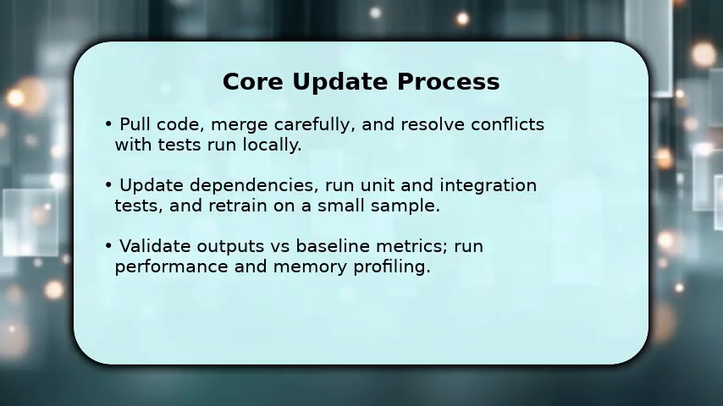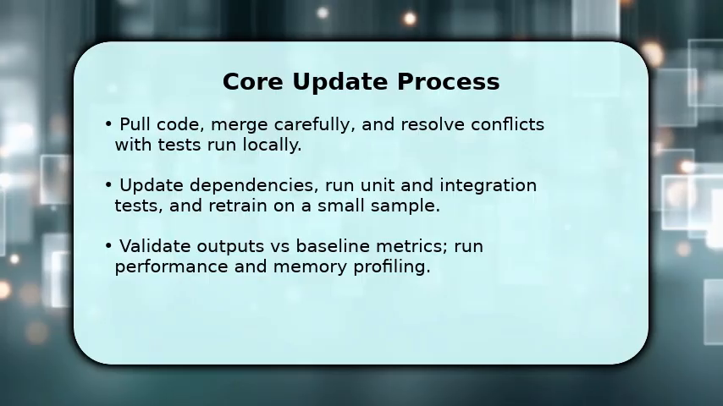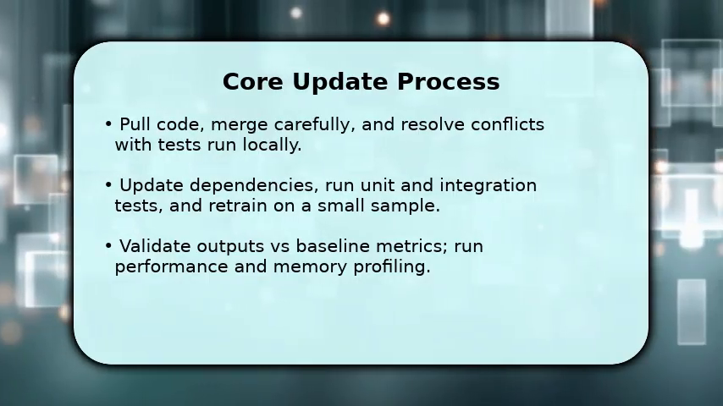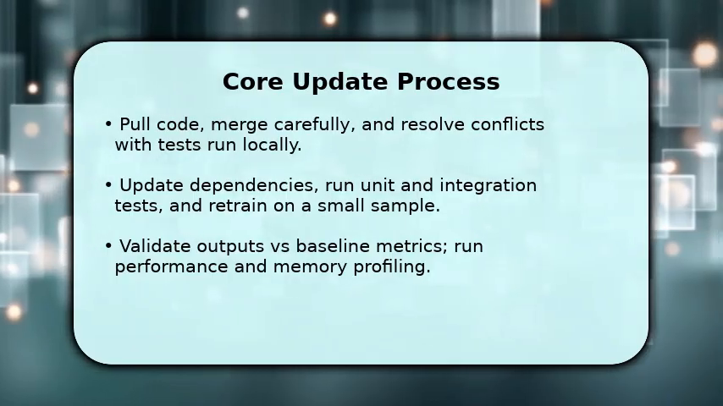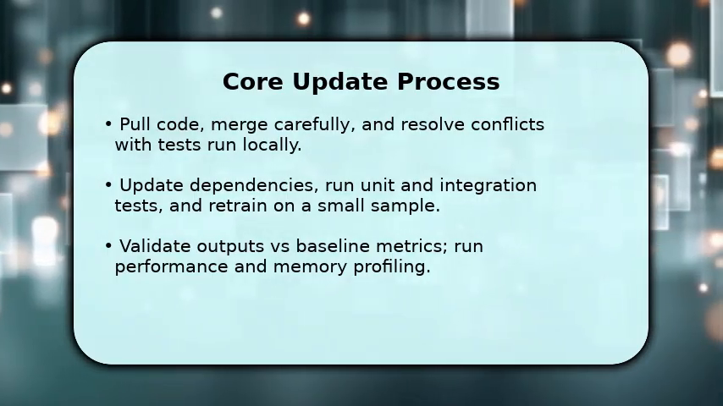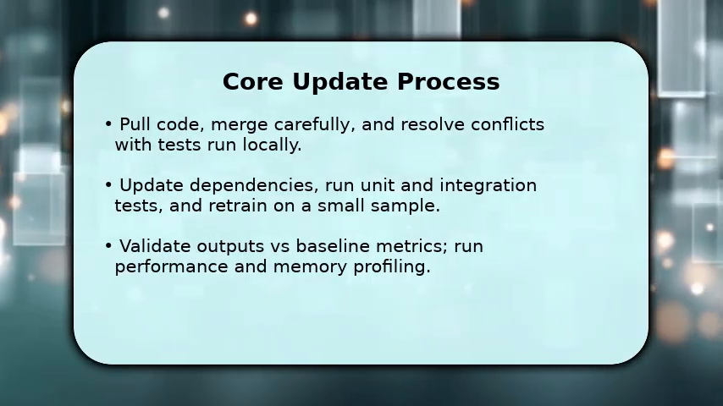Merge the update branch into your working branch and address any merge conflicts while running unit tests continuously, because early failures are easier to fix. Then update dependencies and rerun the test suite. Once tests pass, retrain the model on a small representative sample to catch data or training regressions quickly.